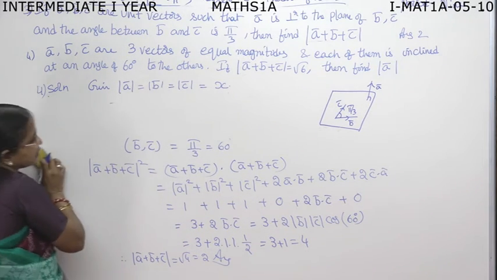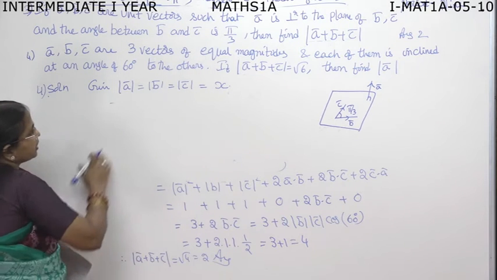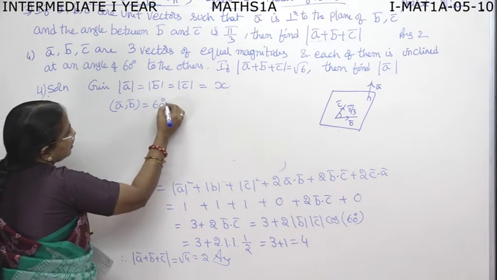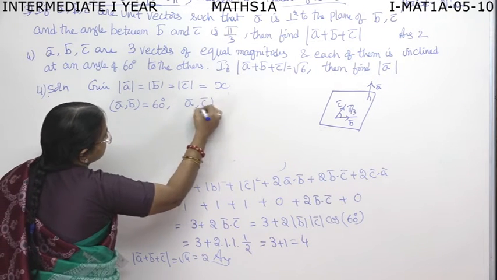And each of them is inclined at an angle of 60 degrees. That means the angle between A and B is 60 degrees. The angle between A and C is 60 degrees.